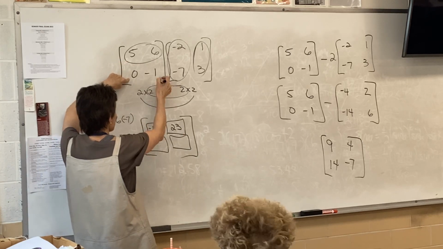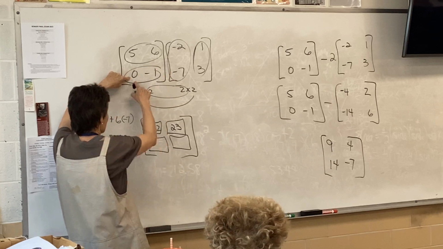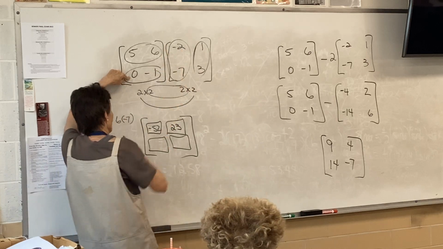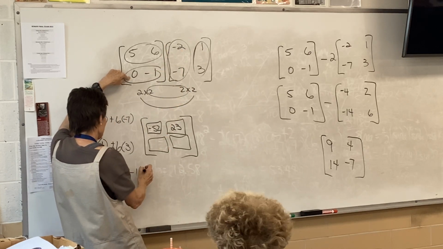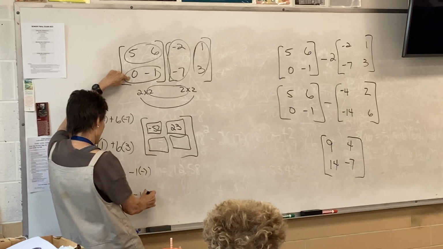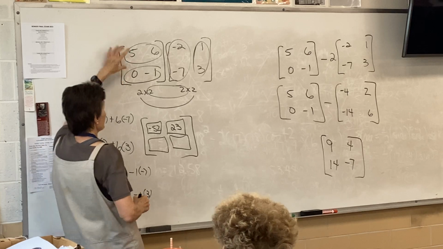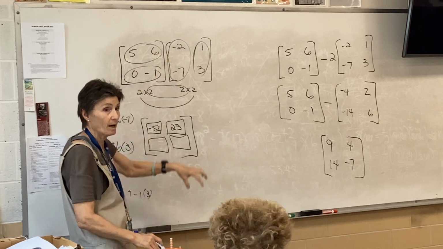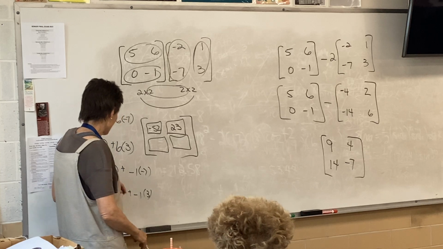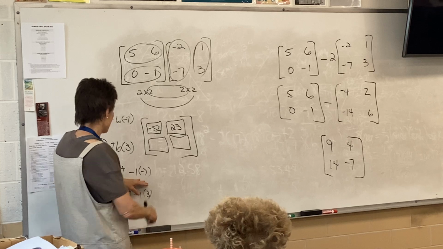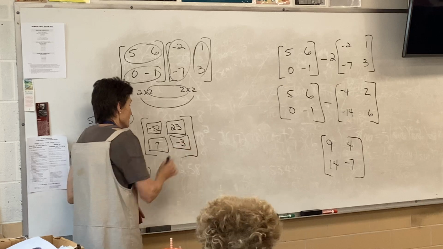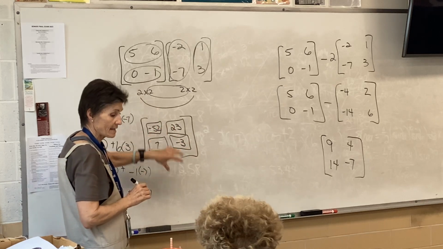Now we're down here in the second row. So we're using 0 and -1. We'll do times -2 and -7. Then we'll do our 0 and -1 times 1 and 3. So we take the row numbers times the column numbers. Okay, so here we go. 0 plus 7 and 0 minus 3. So that right there is the answer.